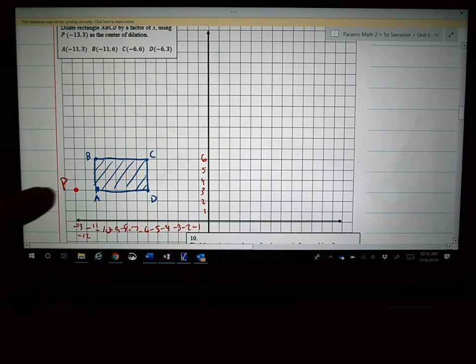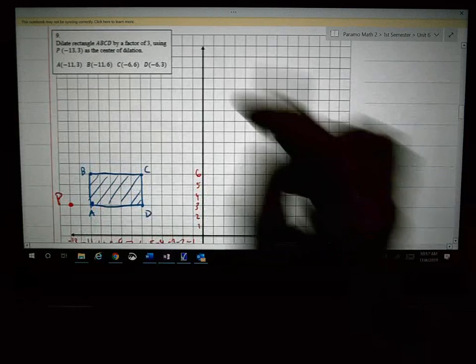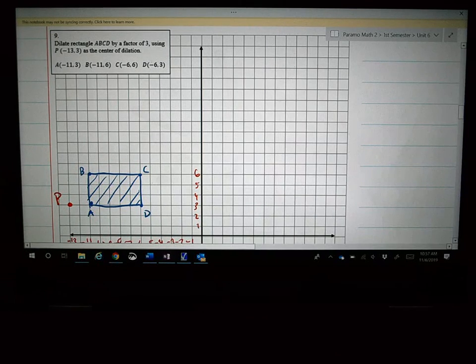This is your center. I like to think of the center as the projector. This is the thing shining the light that's either going to make something bigger or smaller. It's either your projector or your microscope, depending which way you're going. This one is a scale factor of 3. This is going to create an enlargement.